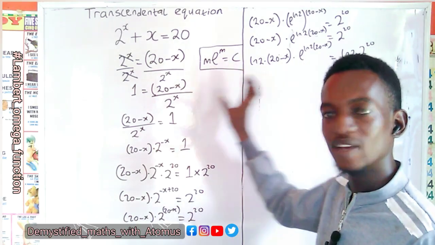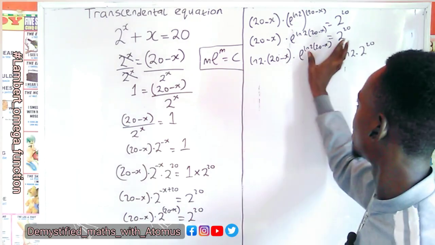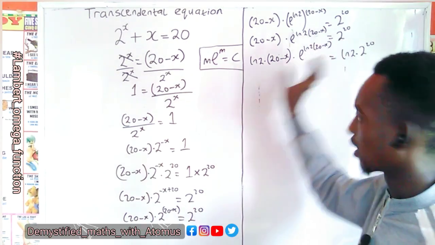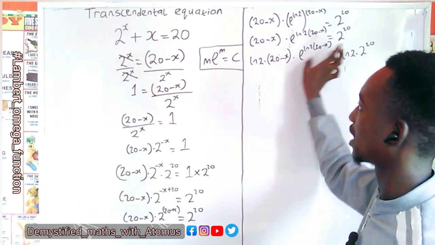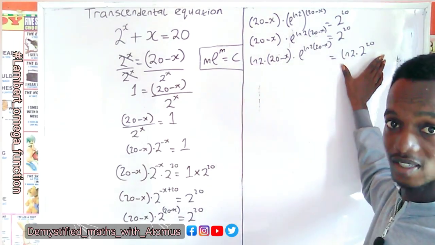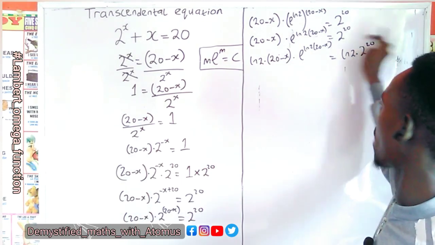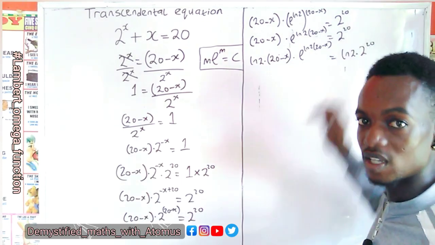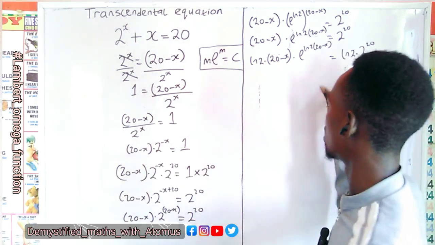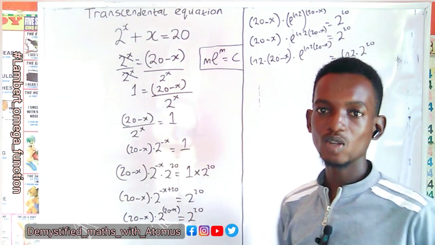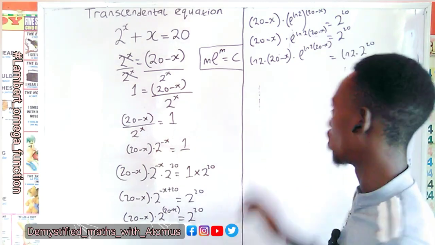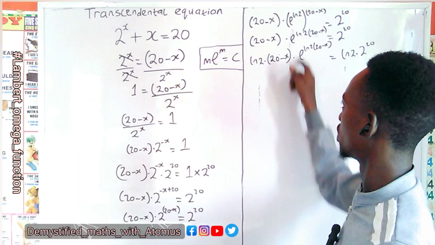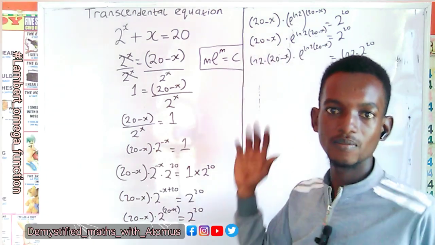Now let's make our comparison. The coefficient here is still the same as the power here. Can you see our coefficient and our power is exactly the same thing? And we have a constant on the right hand side here. ln 2 times 2 raised to the power 20 is a constant. Okay. Now, as we have gotten this, we can now use the Lambert omega function to get the value of ln 2 times (20 minus x). Can you see?